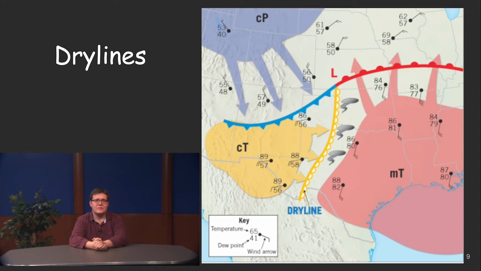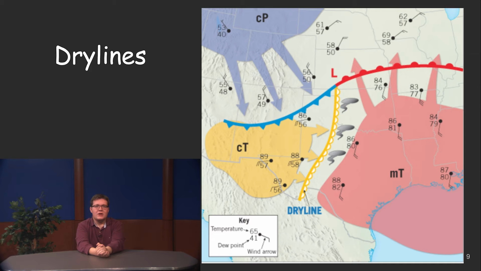Dry lines form when warm, dry air encounters warm, moist air. They usually develop in the Great Plains when dry continental tropical air originating in the southwest meets moist maritime tropical air from the Gulf of Mexico. Dry lines are spring and summer phenomena.